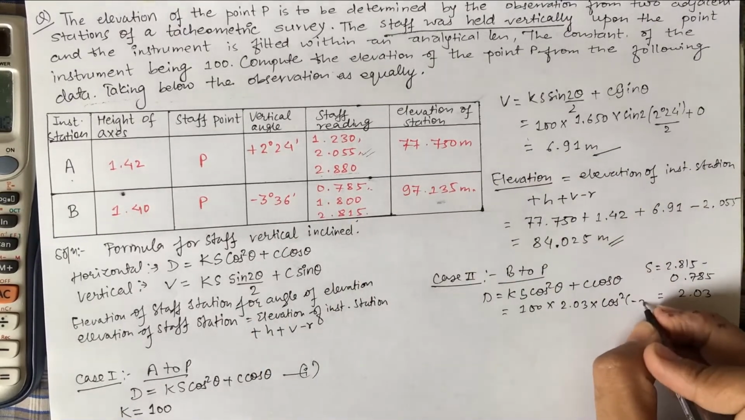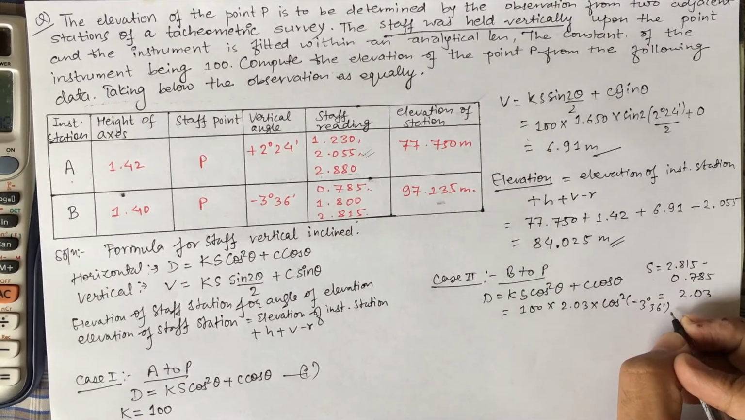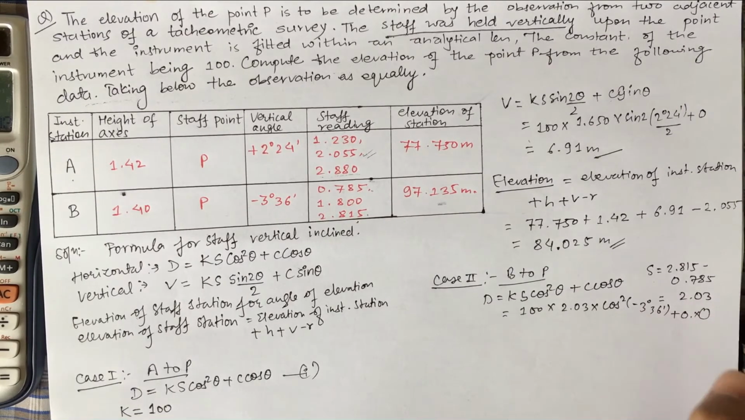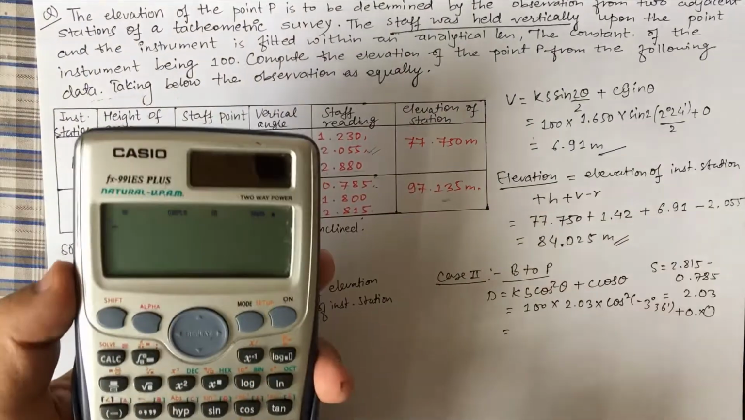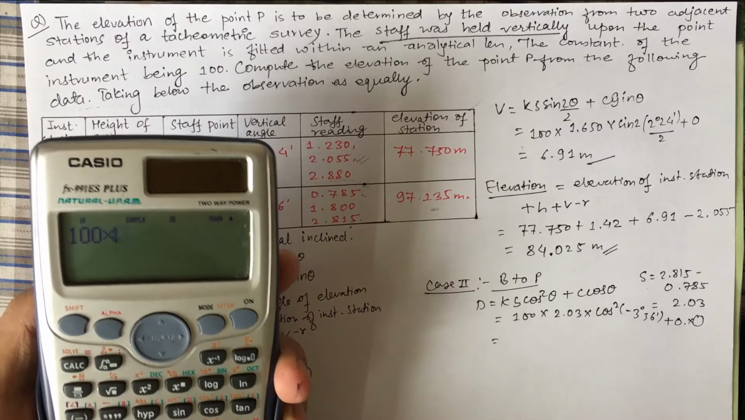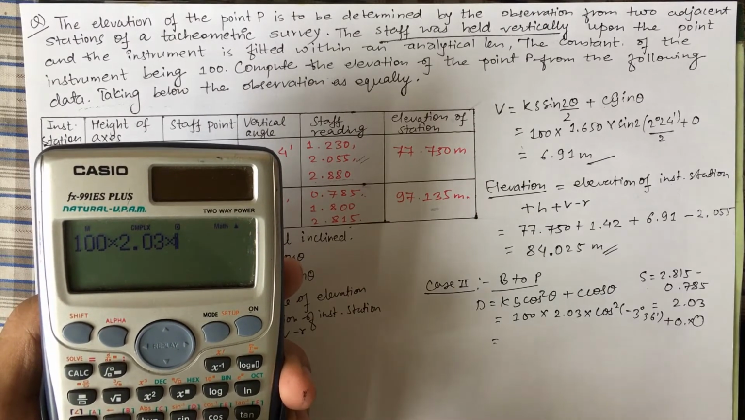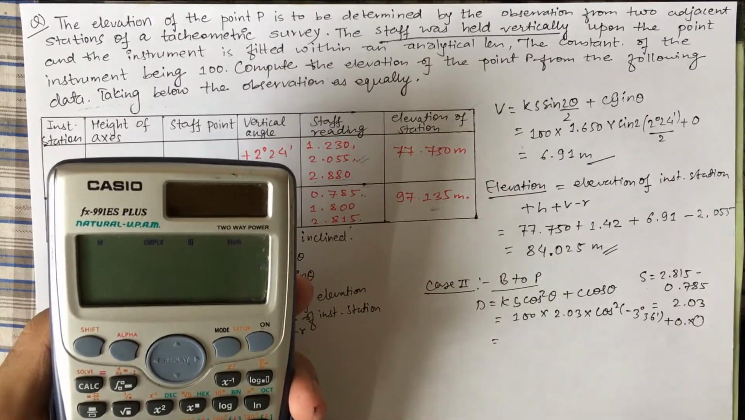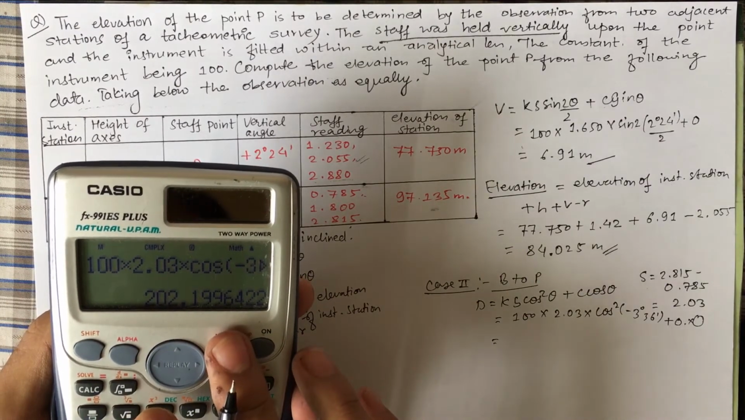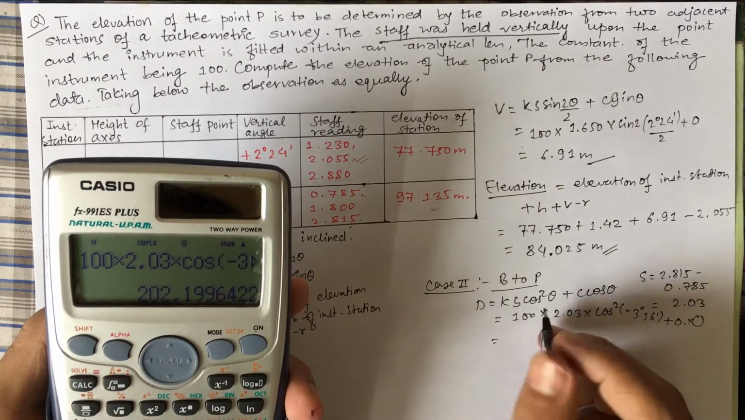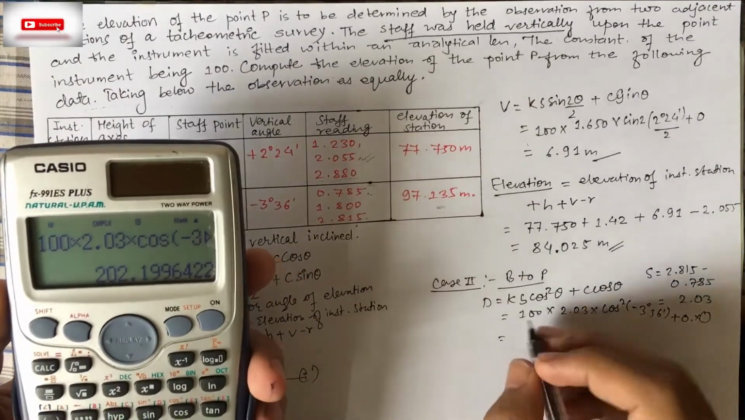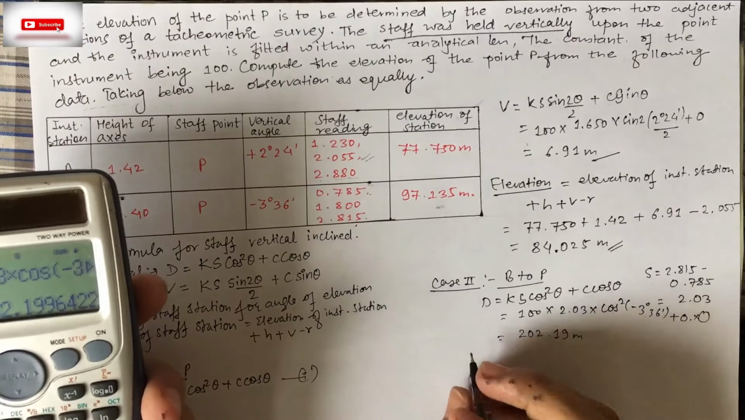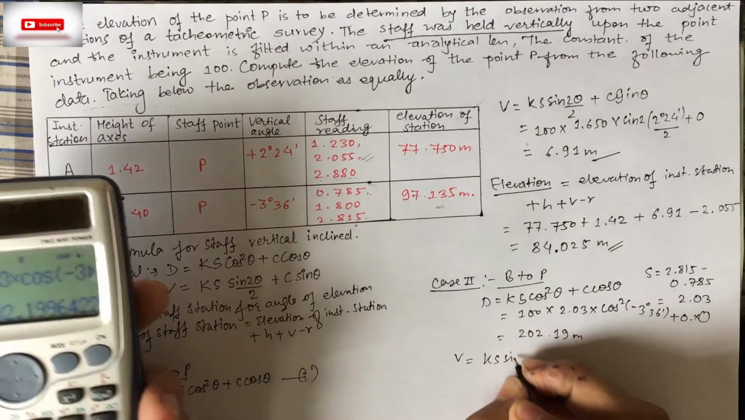Our theta is minus 3 degrees 36 minutes, plus C is 0, so 0 into something will be 0. Let's solve this. 100 into 2.03 into cos of minus 3 degrees 36 minutes. So we are getting 202.19 meter.